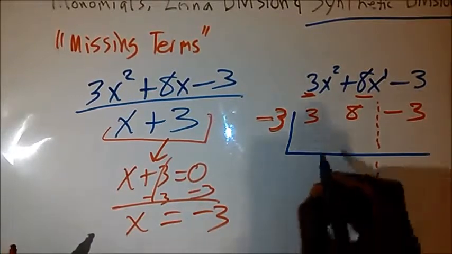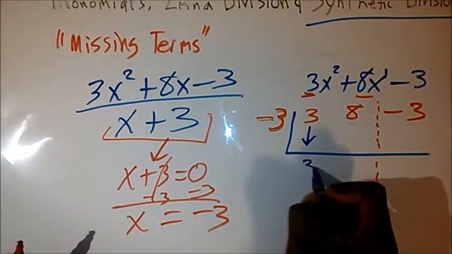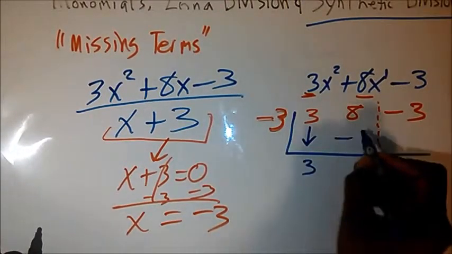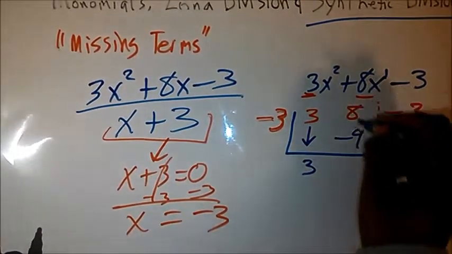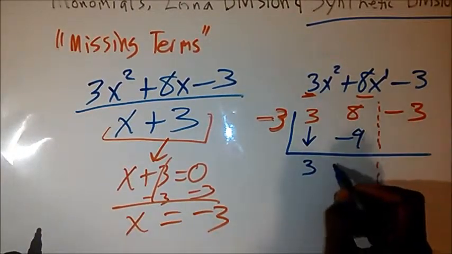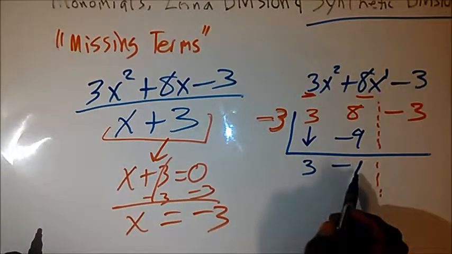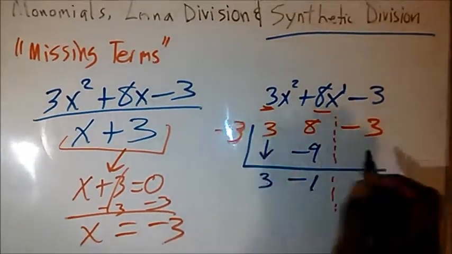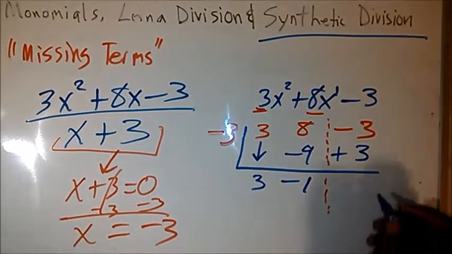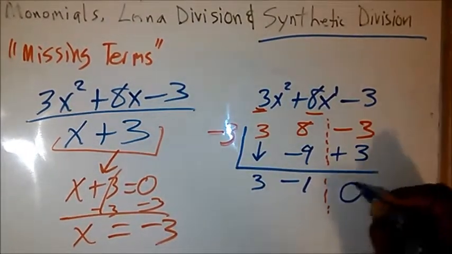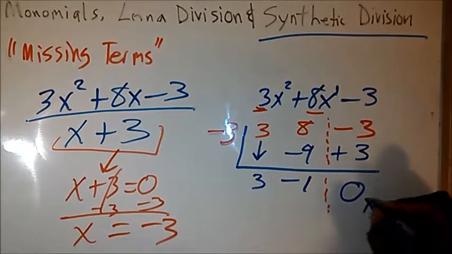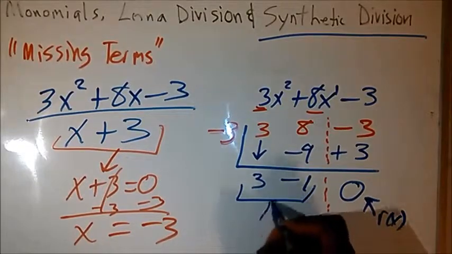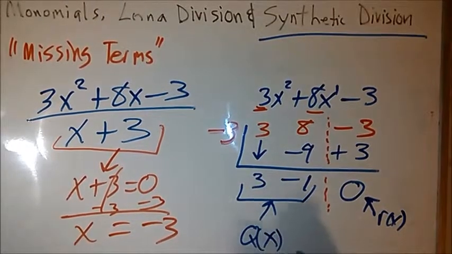And remember what we just did: pull this 3 down, it becomes 3. 3 times -3 is -9. Then we're going to add this together. -9 plus 8 is -1. And -1 times -3 is +3. And look, -3 plus 3 is 0. This answer here is our remainder. We have a remainder of 0. And this here is our quotient, our answer.